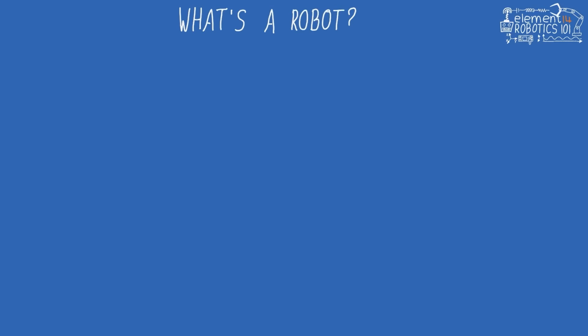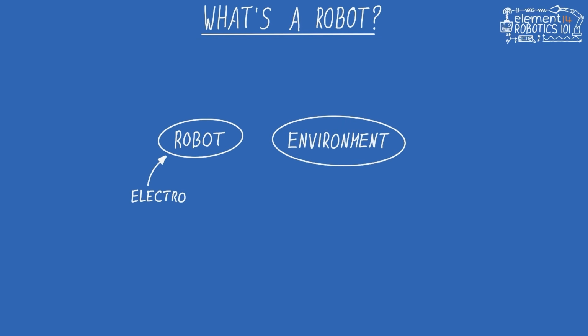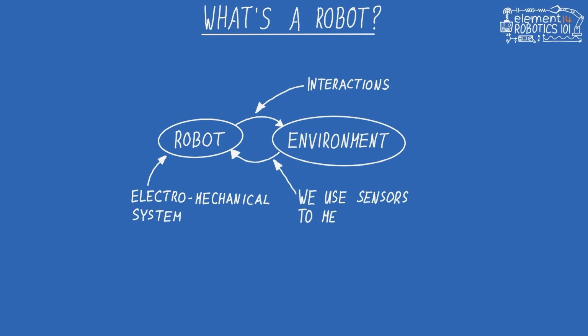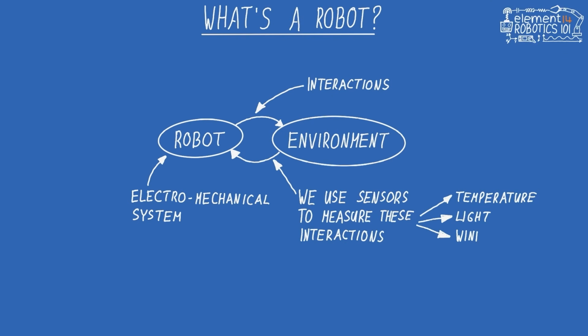So when we say a robot, we think of an electromechanical system that fulfills some task and interacts with the environment. These interactions can go two ways. From the environment to the robot, this is the case where we use sensors on the robot to measure those interactions. This can be temperature, light, wind speed sensors. Sensors are components that transform environmental factors into electrical signals that we can read using our electronics.